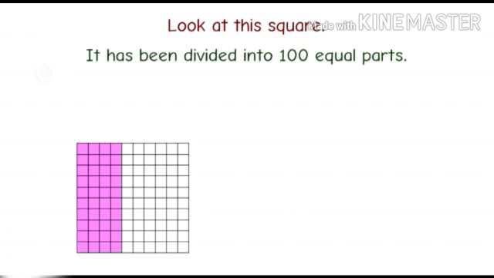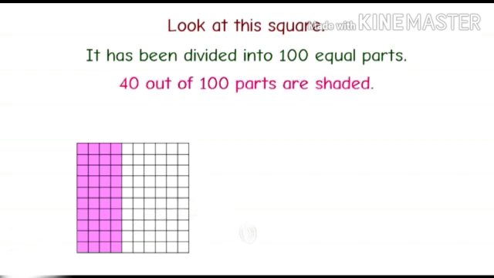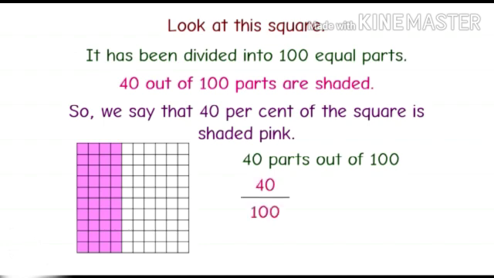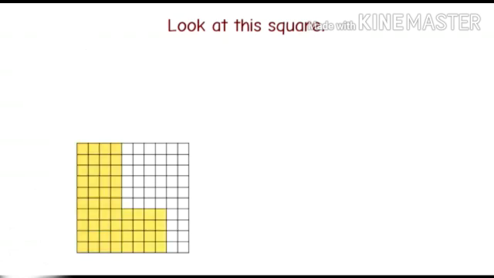Look at this square. It has been divided into 100 equal parts. 40 out of 100 parts are shaded. So, we say that 40% of the square is shaded pink. Or 40 parts out of 100, or 40 upon 100 is shaded, is nothing but 40% is shaded.